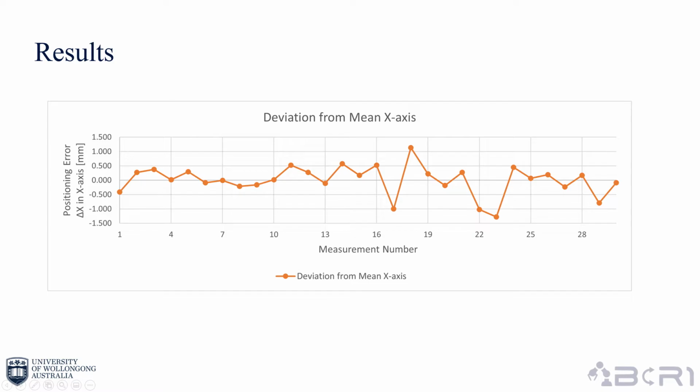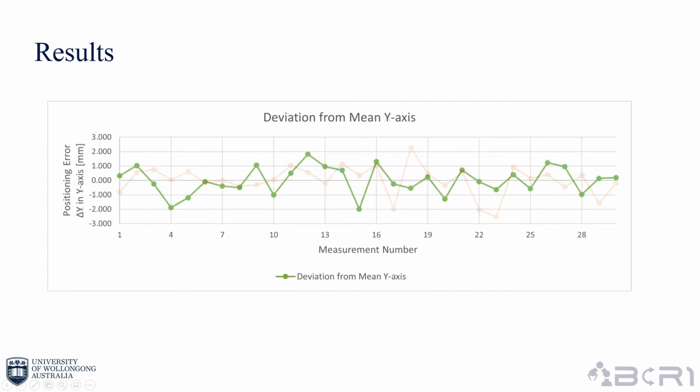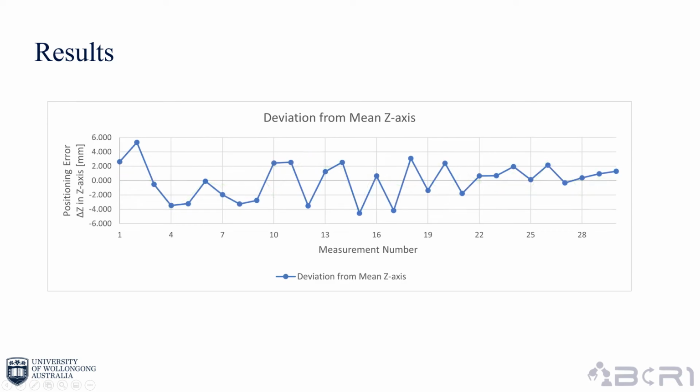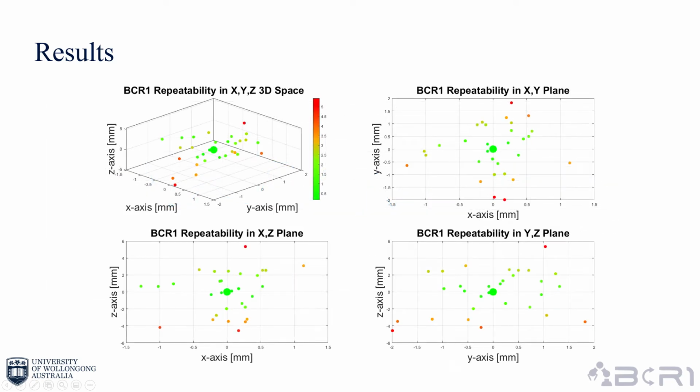The repeatability of the BCR1 was tested for a single point in each axis, meaning the arm would probe the dial indicator in a parallel motion to the end effector. The results were taken and processed to determine the mean for each axis, where the data can be seen with a deviation from the mean value for the X, Y, and Z axis. This data was then taken and plotted in 3D space, where it could be analyzed in plane form.